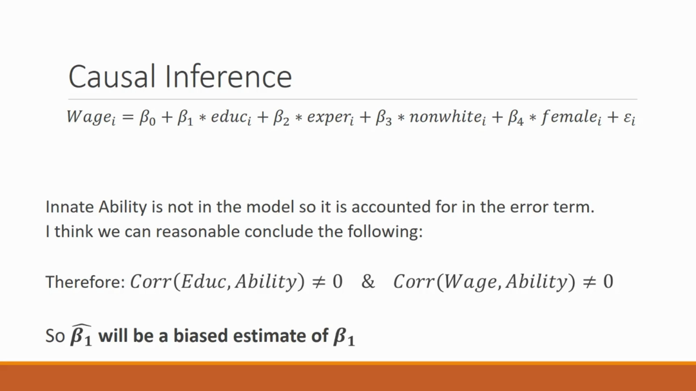All right, now is ability going to be related to wages? Yeah, sure, I think so. Individuals that are highly motivated are going to work harder in their jobs. They're going to perform better in their jobs, and they'll be more productive, and that productivity will be rewarded with higher wages. And so I think that it's quite reasonable to conclude that the correlation between education and ability is not zero, and the correlation between wage and ability is not zero. Well, that would mean that we have omitted variable bias. Beta 1 hat will be a biased estimate of beta 1.